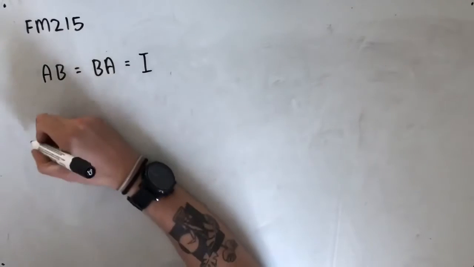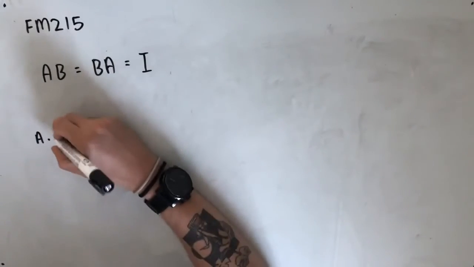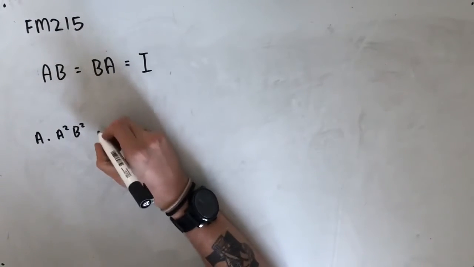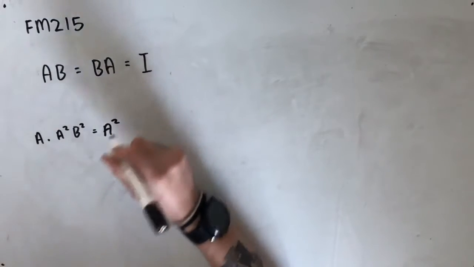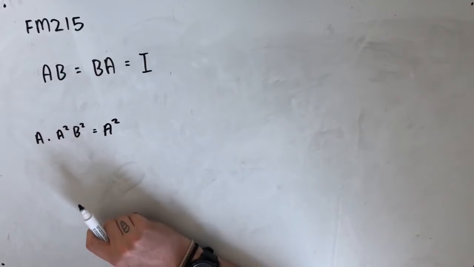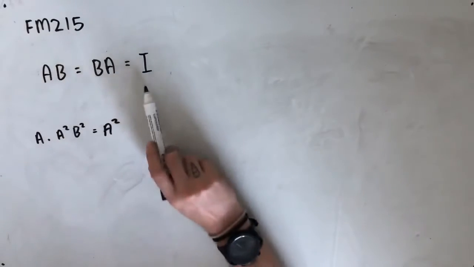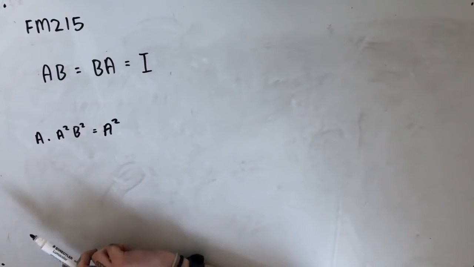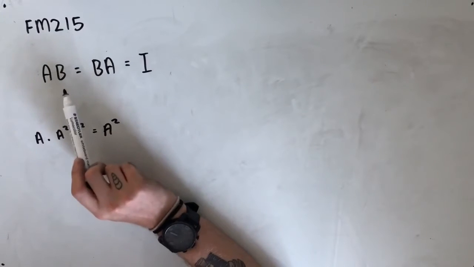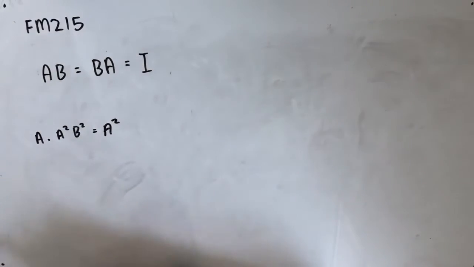Now our first option, option A, is A squared times B squared is equal to A squared. Now, of course, these capital letters are matrices, and there's a few things that we know about these matrices so far. We know that they're square matrices because they come together in order to create an identity matrix, and we also know that A and B must be inverses of one another in order to create this identity matrix in the first place.